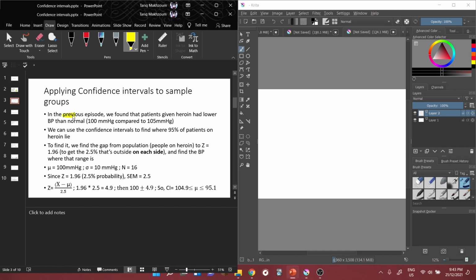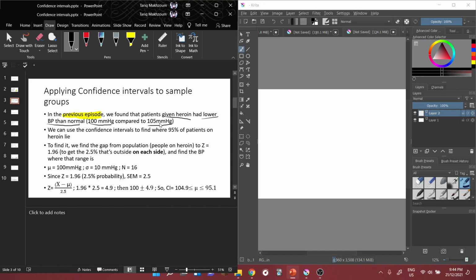So in the previous video, we found that patients, whenever we gave them heroin, had a lower blood pressure than the normal population. They had a blood pressure of 100 millimeters mercury, while the normal population had a mean blood pressure of 105 millimeters mercury.